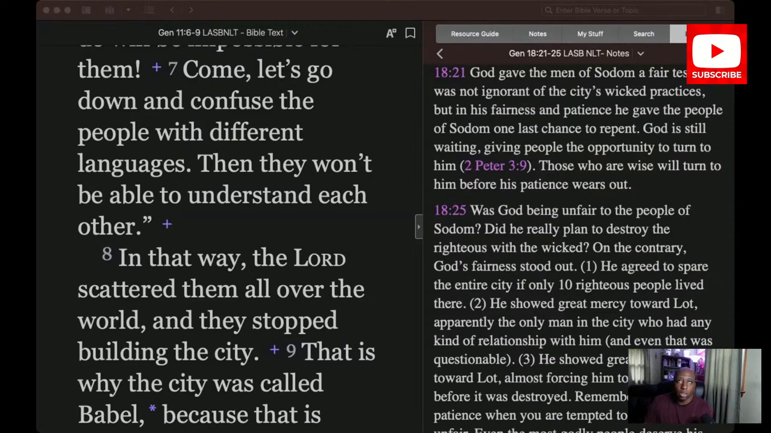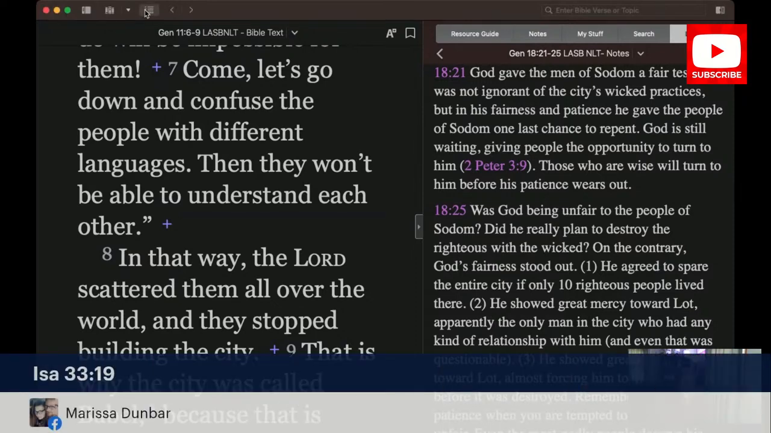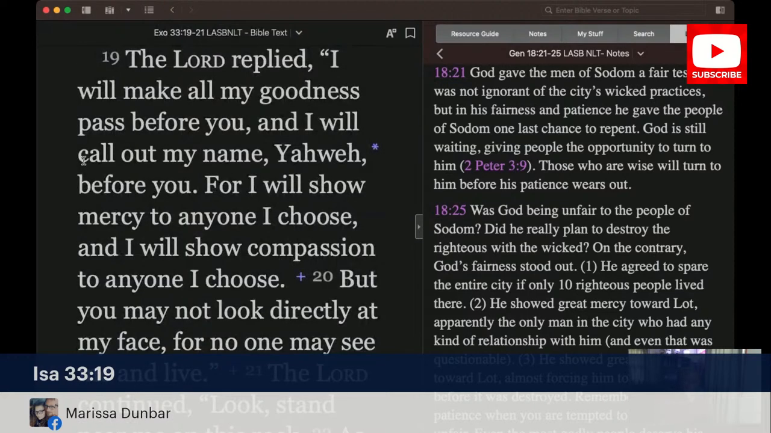Before we go into the next one, let's look at Marissa's scripture. She gives Exodus chapter 33, verse 19. It tells us this: The Lord replied, I will make all my goodness pass before you, and I will call out my name, Yahweh, before you. For I will show mercy to anyone I choose, and I will show compassion to anyone I choose. Amen. It's a good one.